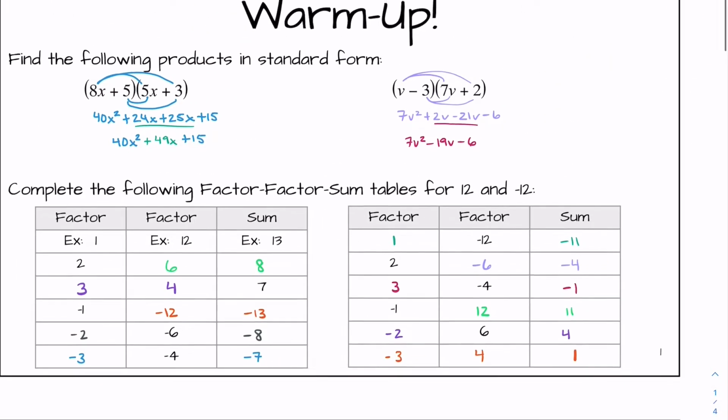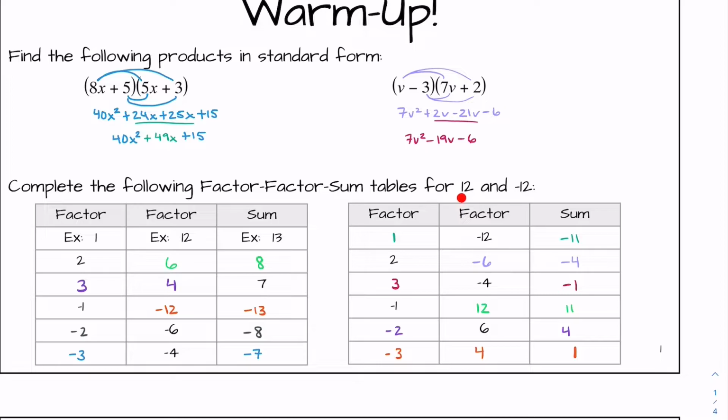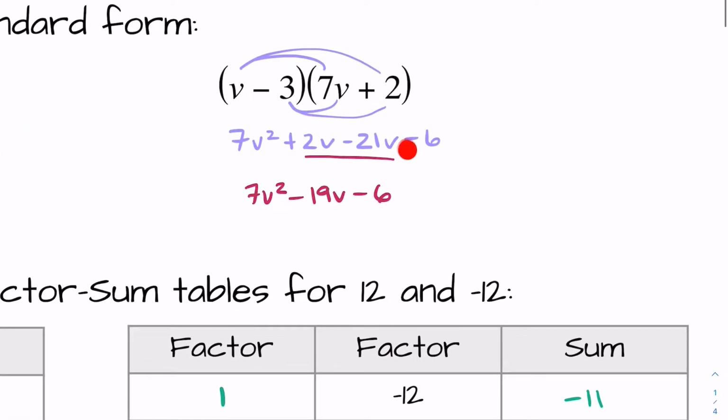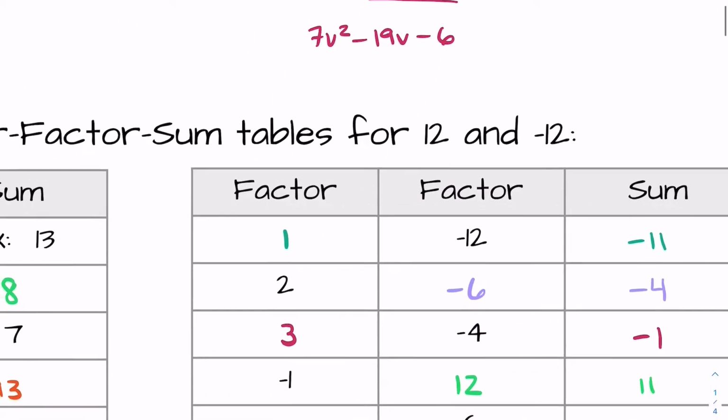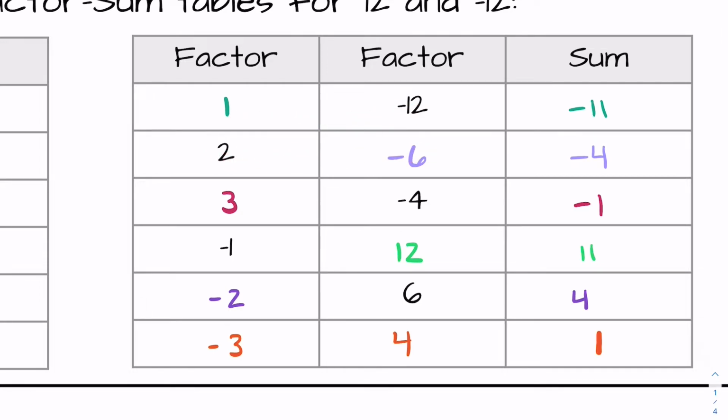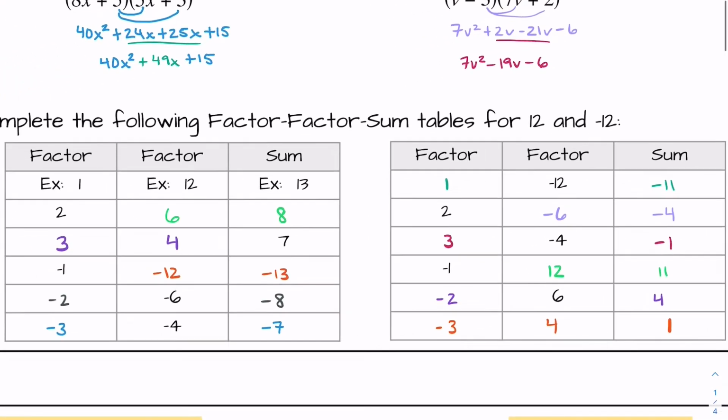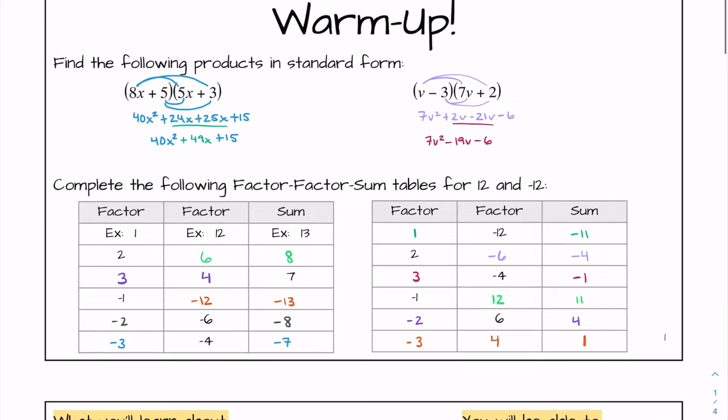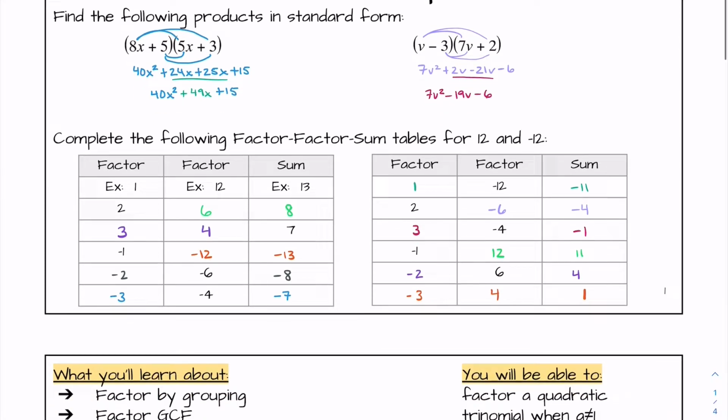So think about if we were to end with a 12 or a negative 12, look at all the possible factors we can use to make them up. I mean, there's 12 different options here, which is quite a bit. So they sum to positive and negative 13, 8, 7, or 11, 4, and 1, or negative 11, negative 4, negative 1.